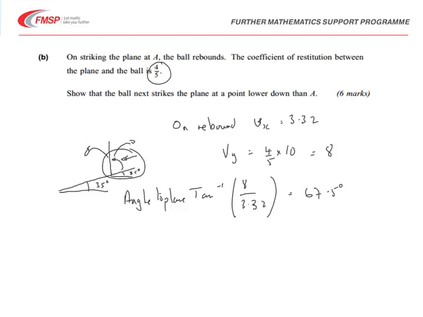We can now say, therefore, that the angle to the horizontal is equal to 35 plus 67.5 degrees, which clearly is greater than 90 degrees. And therefore, it strikes at a point lower than A.